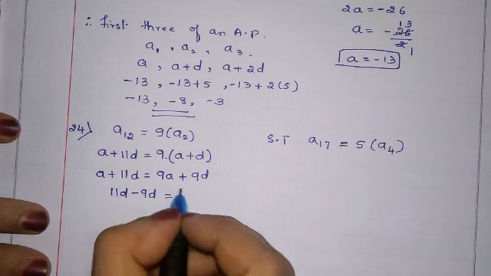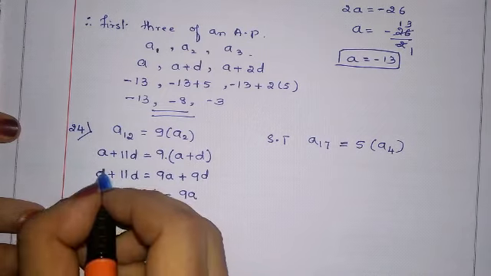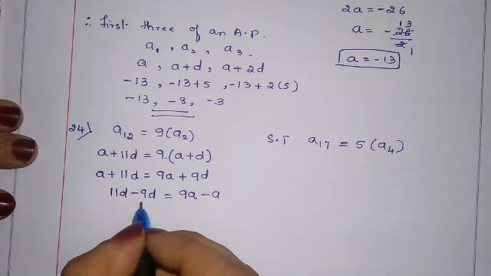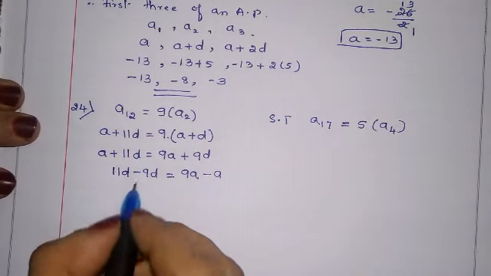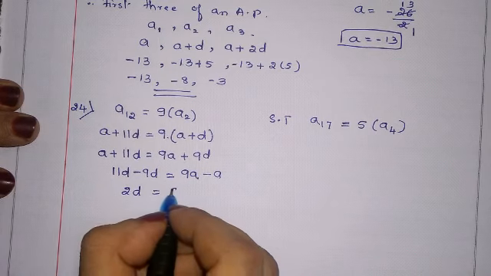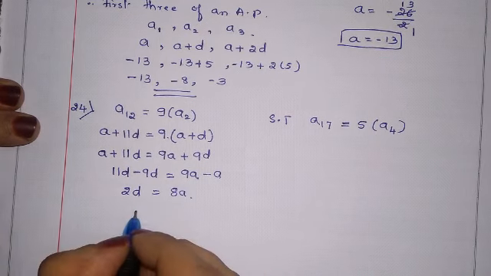This side 9a is as it is. I'll take a this side minus a. So now 11 minus 9 is 2d. 11 minus 9 is 2d, which is equal to 9a minus a, that is 8a. So let us find the d value.